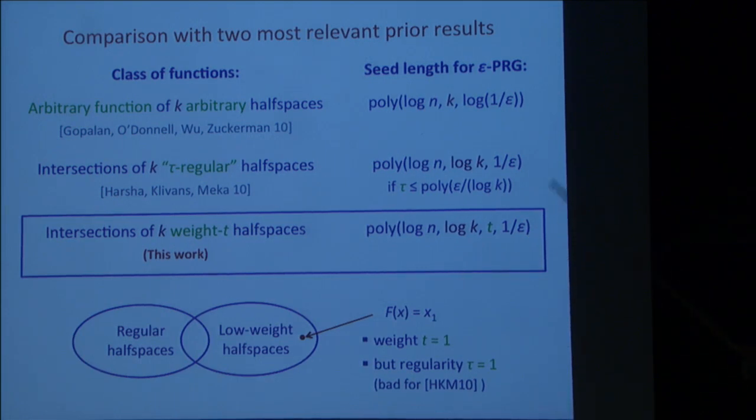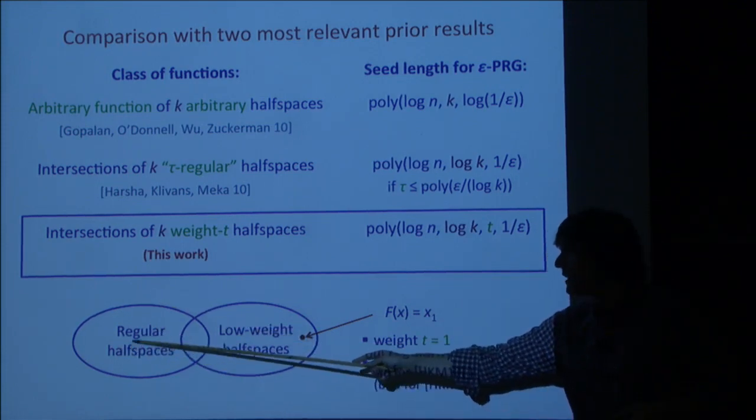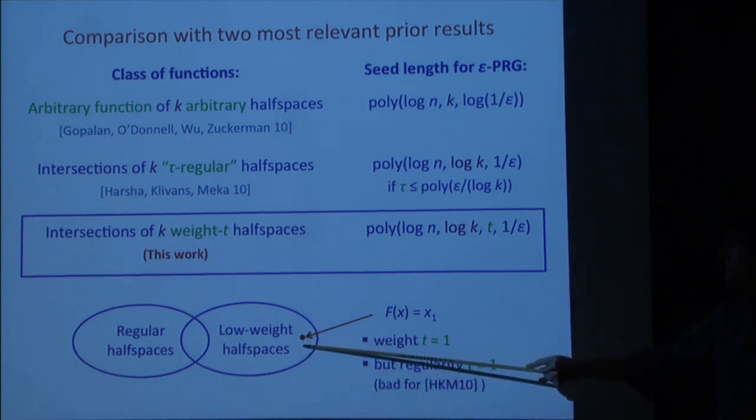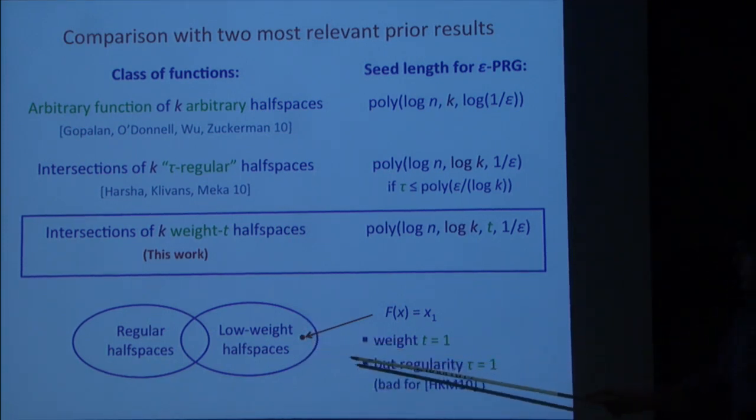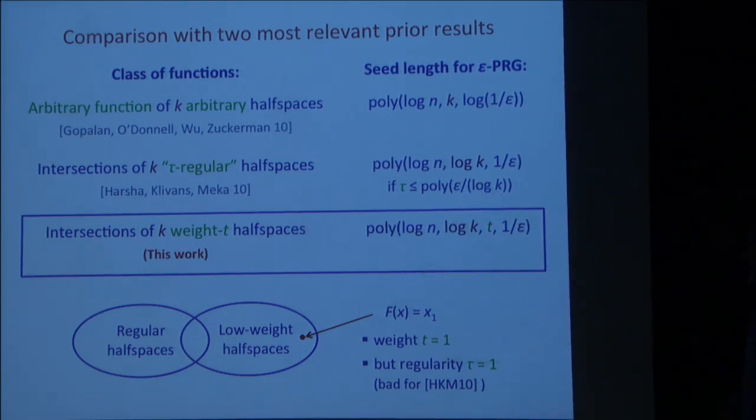Well, as stated thus far, it's just incomparable. You have regular half spaces which have high weight. There are definitely points that live over here. And you also have low weight half spaces which are highly non-regular. If you want to see one, take the half space f of x equals x1. Obviously, this is a very low weight half space. The weight is just 1. But you can show the regularity is as bad as possible. The regularity is 1. Smaller regularity is good. Regularity is between 0 and 1. So as stated, the results are incomparable.